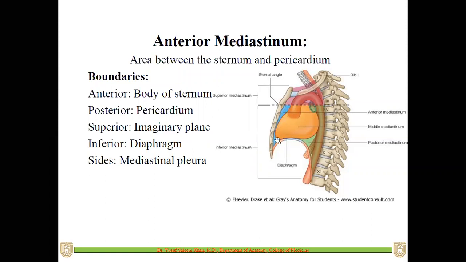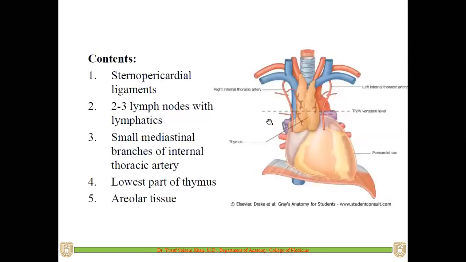Okay, so this is a very small region. So what are the boundaries? Anteriorly, we have the body of the sternum. Posteriorly, we have the pericardium, as you can see here. Superiorly, we have the imaginary line. Inferiorly, we have the diaphragm, and on the sides, we have the mediastinal pleura. Okay, so this is the very small region called the anterior mediastinum.